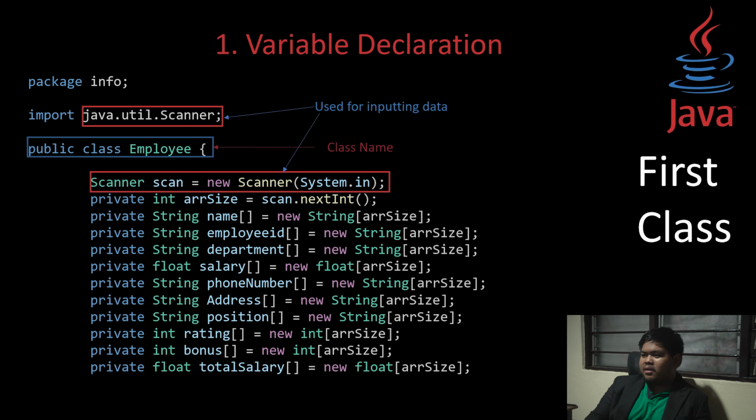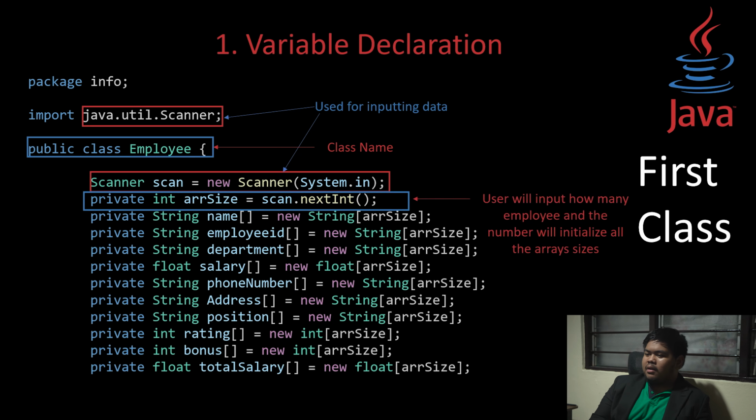Right, let's move on. And here is our class name, public class Employee. It is important that we use public for this one because we will be linking it with two classes. So if we do not set it to public, then the other class cannot access this class.